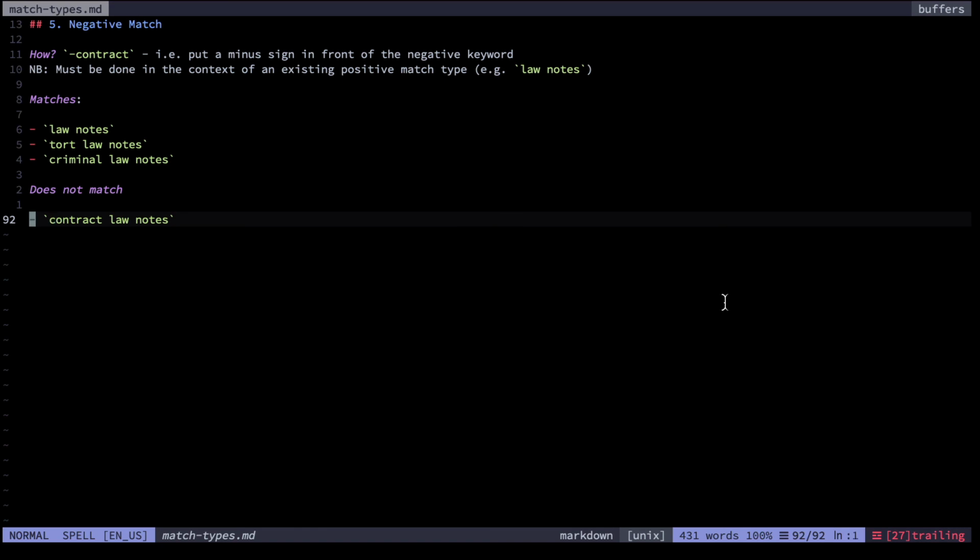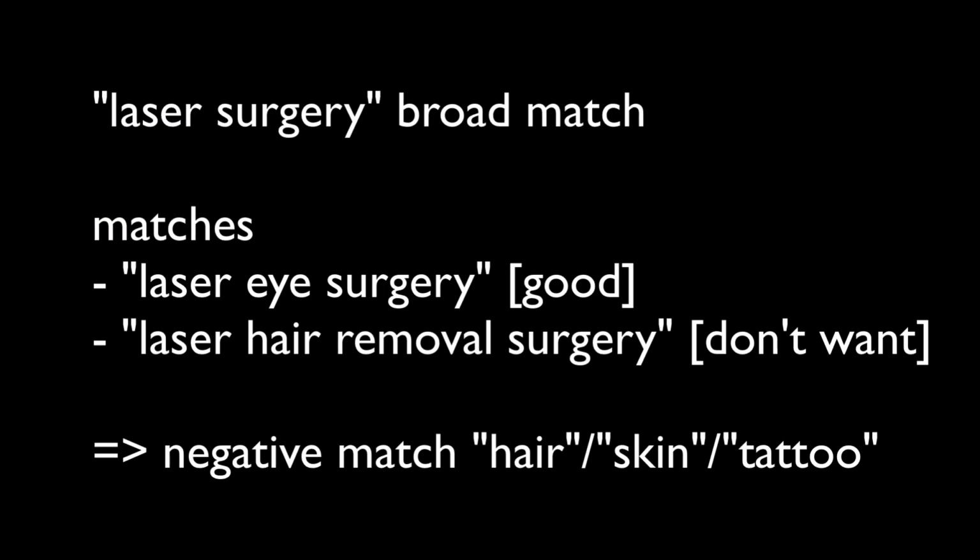Now with all the basic match types covered, I'd like to start talking about some strategies. I'll start with one involving the negative match. Some time ago, I was involved with helping a laser eye surgery clinic advertise. A lot of people just type laser surgery when they're looking for laser eye surgery, but unfortunately, many people who do that are also looking for laser hair removal and so on.